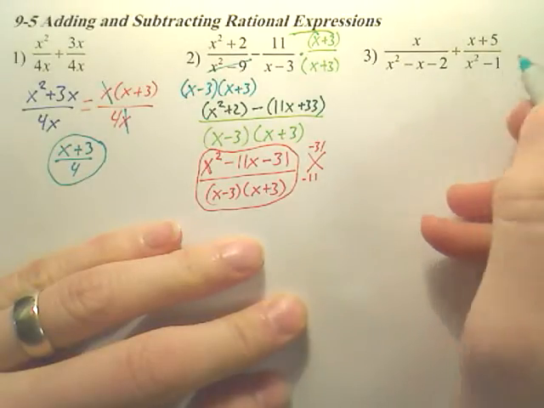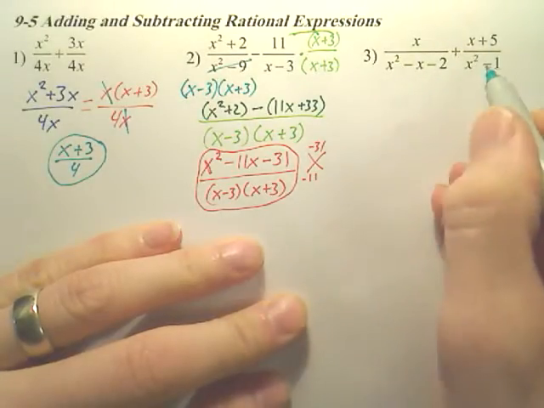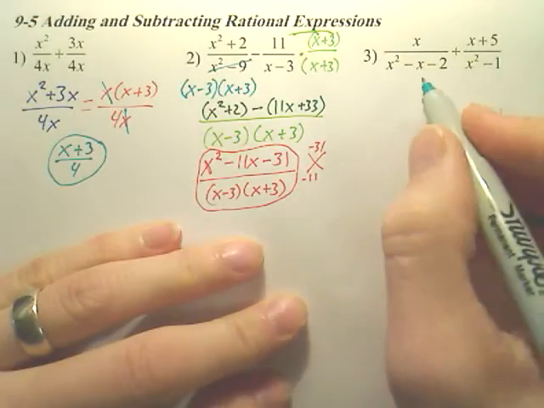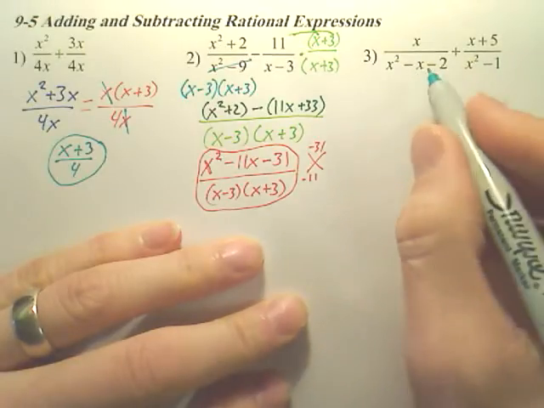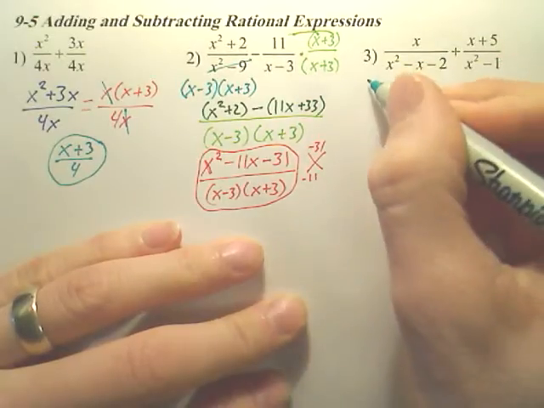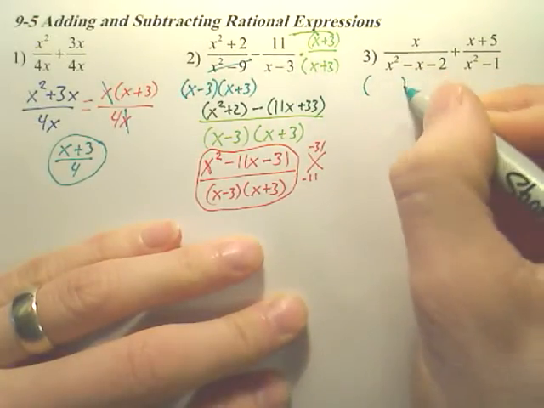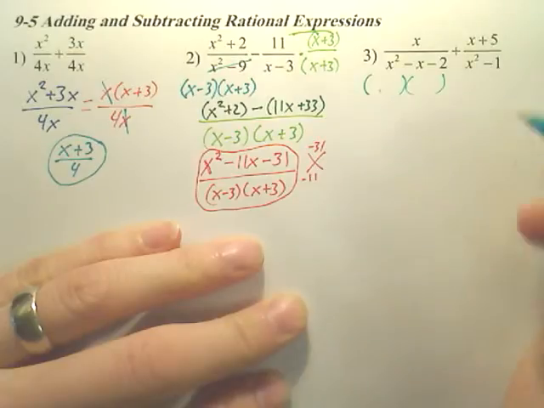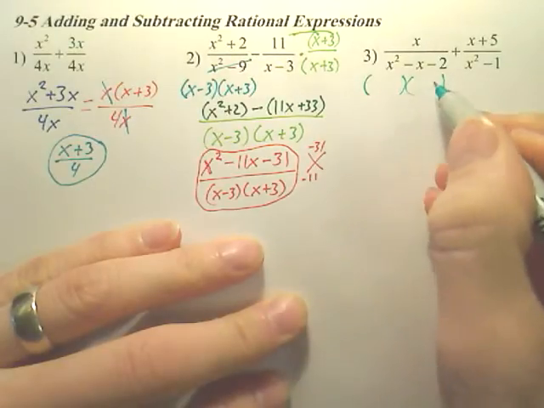In order to add these, we need to get a common denominator. And in order to do that, we need a factor, because by observation these are not the same. So we have to factor both denominators. This first denominator, hopefully you can understand this first denominator.